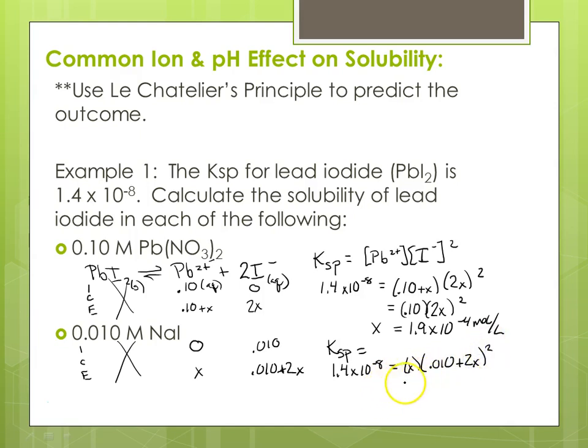Go through and do the math. And again, you can take that little shortcut. So we're going to have x, the change in x being negligible. And then when I go ahead and solve for x in this particular case, I get 1.4 times 10 to the negative 4th molarity. So what you're seeing here is how the concentration changes when you have that common ion.